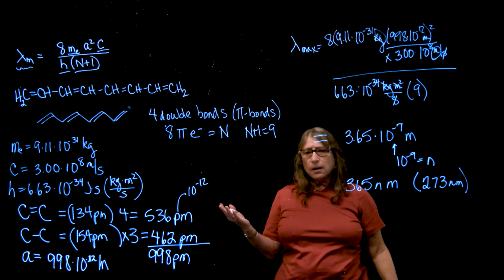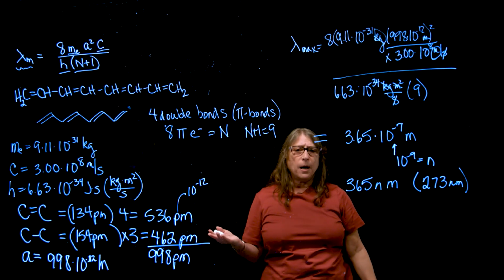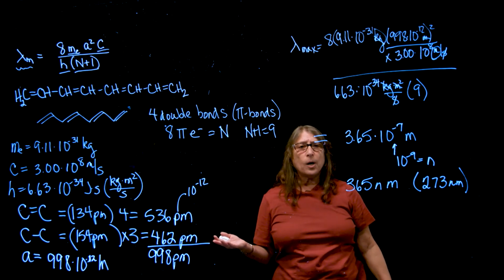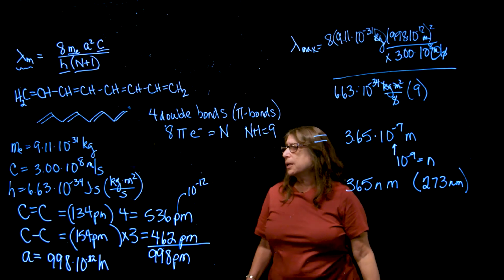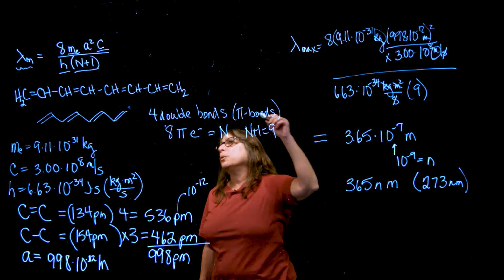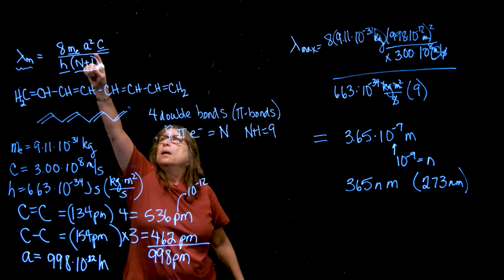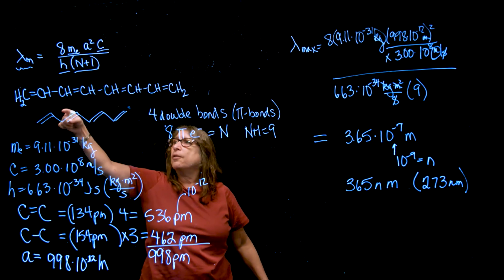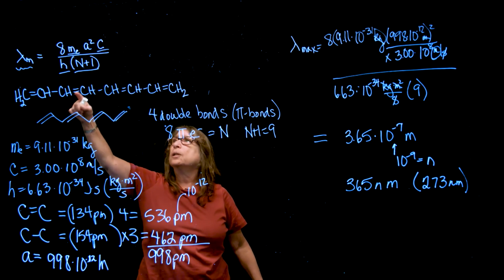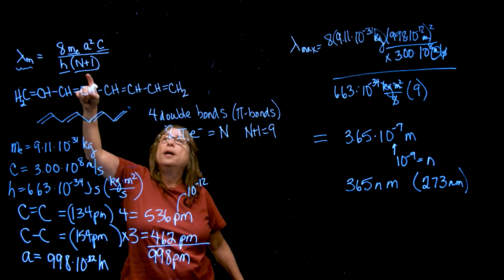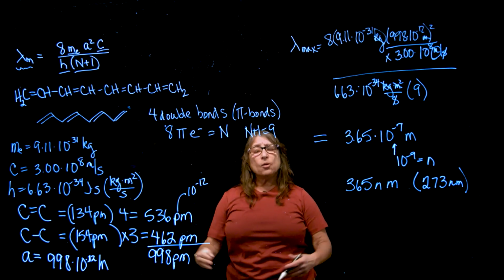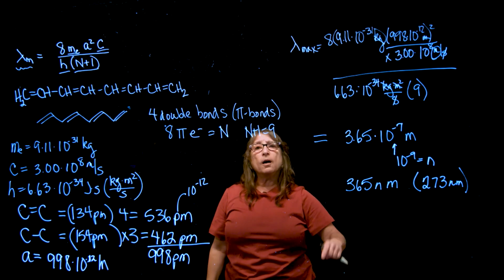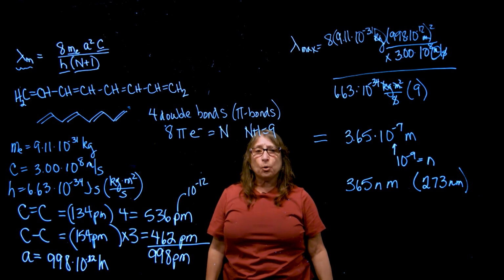So this model of a one-dimensional particle in a box isn't perfect, but it gets us in the right ballpark. Notice as a increases, the length increases, the number of pi electrons is going to increase, but a is squared and n is not. And so the longer the conjugated chain is going to get, the longer the wavelength of maximum absorption is going to be.